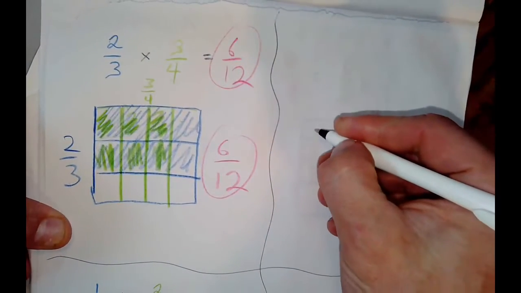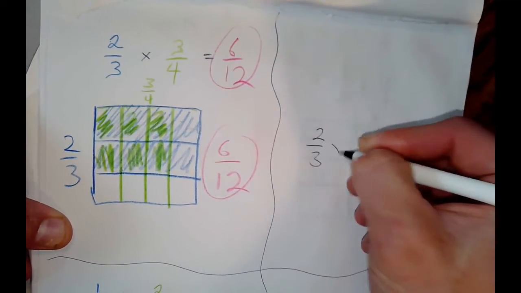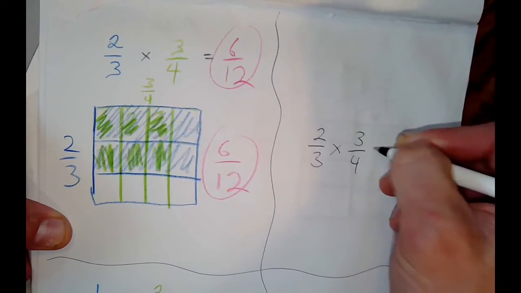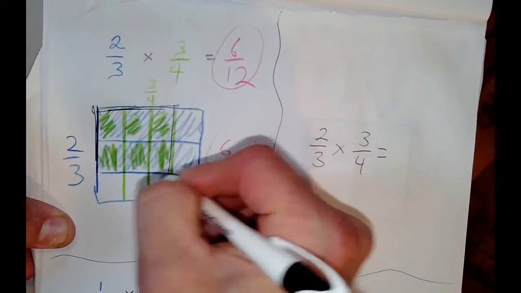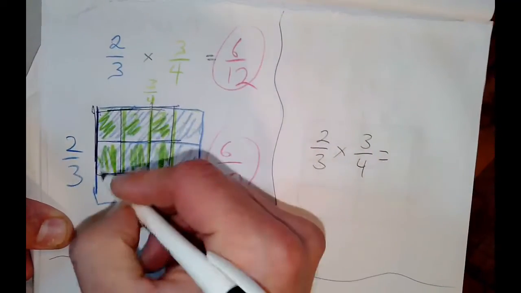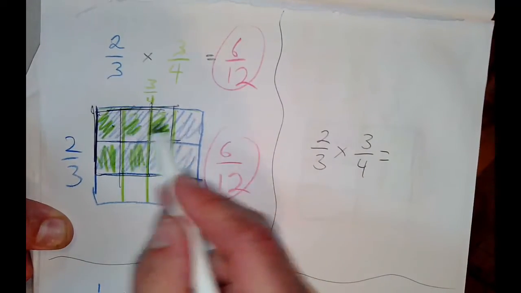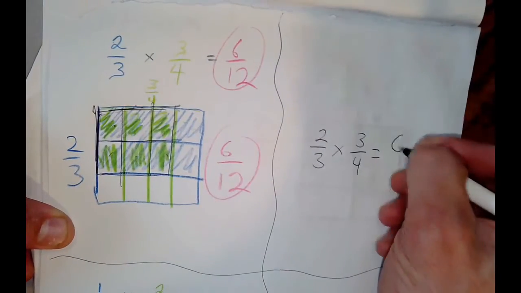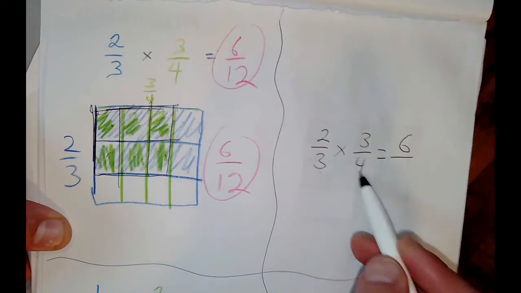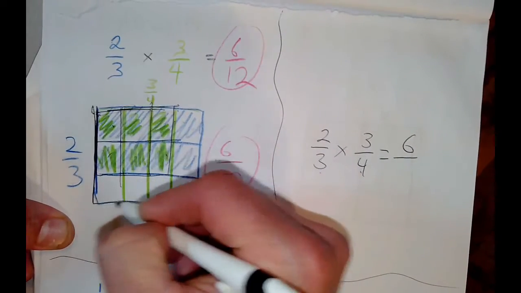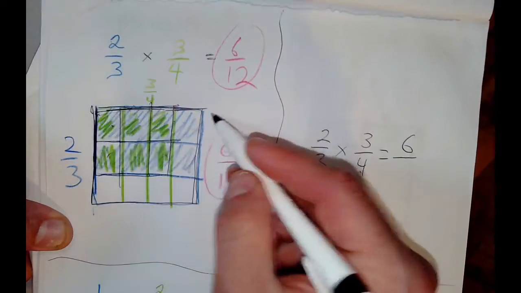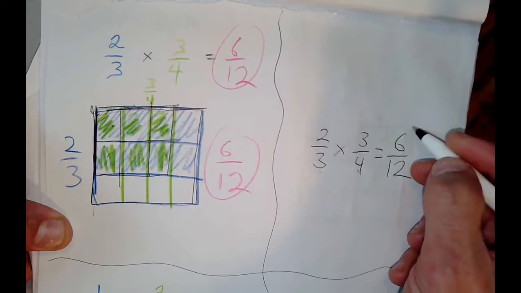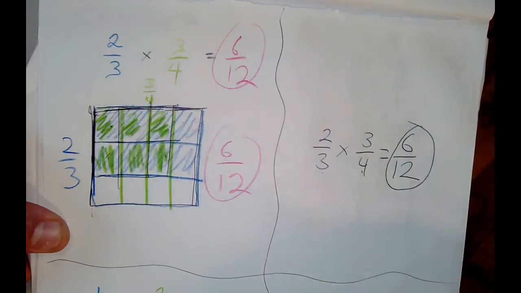If we look at our algorithm, 2/3 times 3/4. Here I have 2 pieces times 3. Looking at our numerators, 2 times 3 is 6. 3 times 4, here I've got 3 total pieces in my denominator, and I've got 4 pieces here in my denominator. 3 rows of 4. 3 times 4 is 12, or 1/2. Last example.